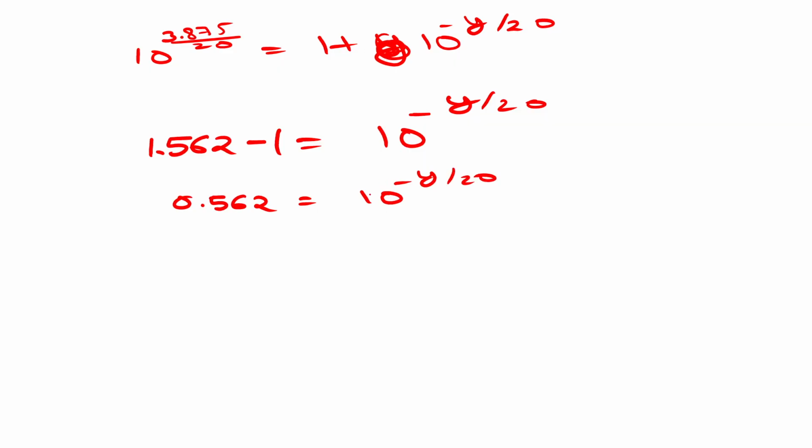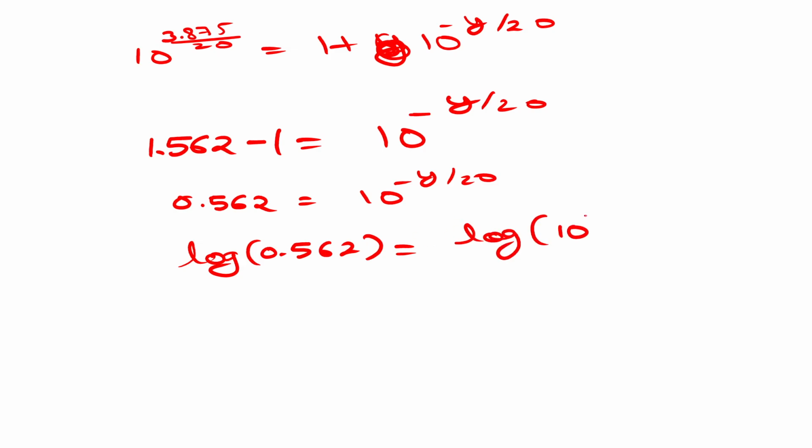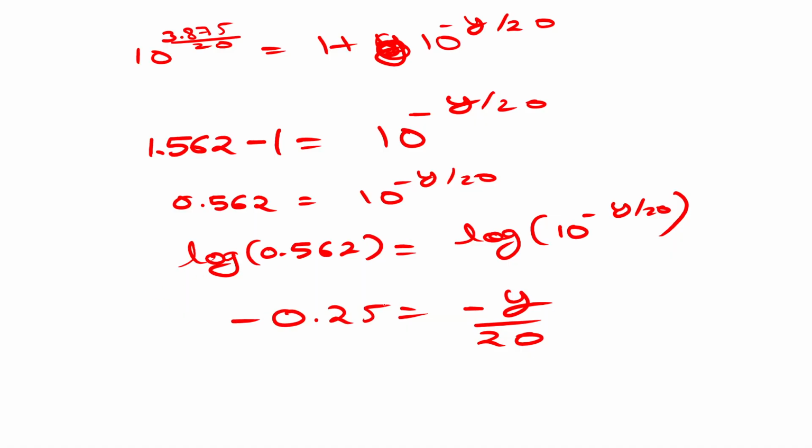Now in order to remove this 10 to the power, because we have to find y, right? So what I can do is take the logarithm on both sides. So when I take log with base 10 of 0.562 and also log of 10 to the power minus y by 20, what I will get on this side is minus y by 20, and the logarithm of 0.562 is minus 0.25.